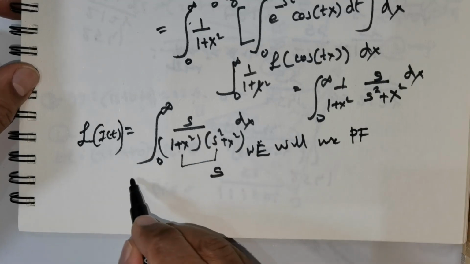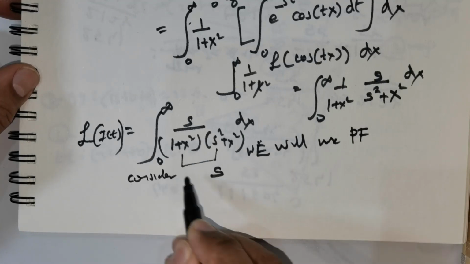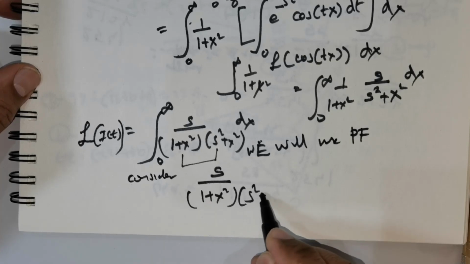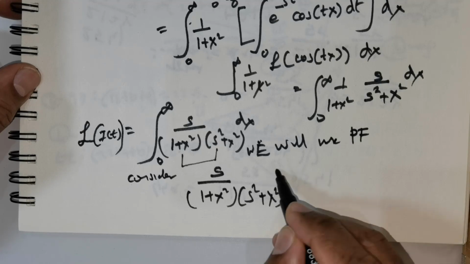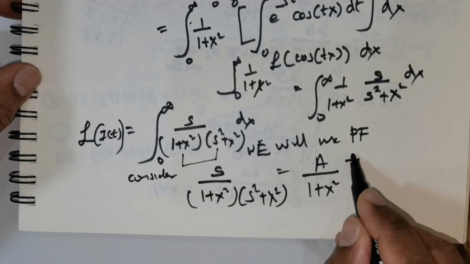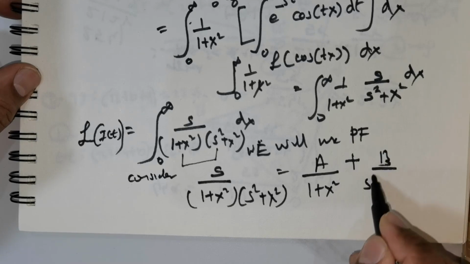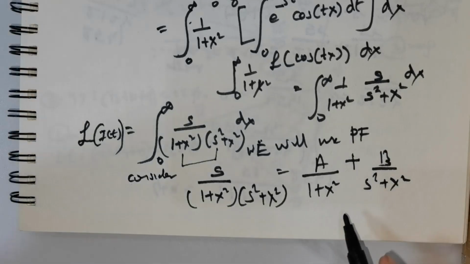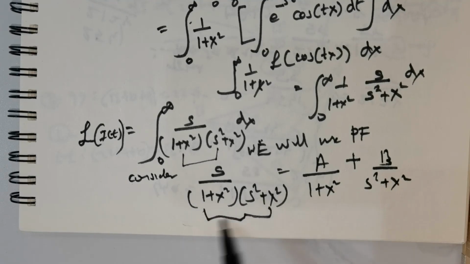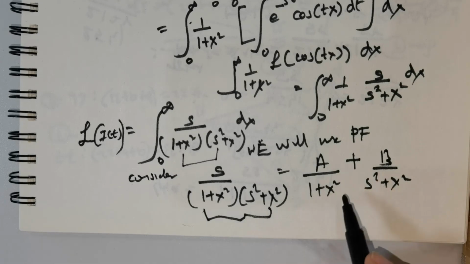But now we will just consider s over 1 plus x squared times s squared plus x squared, this to be equal to, we are taking it to be A over 1 plus x squared plus B over s squared plus x squared. Now you might be wondering how is it possible for me to take it. It's possible because of the fact that we just have a quadratic component in the denominator, and that allows us to split the quantity in partial fractions, that too in a linear manner.